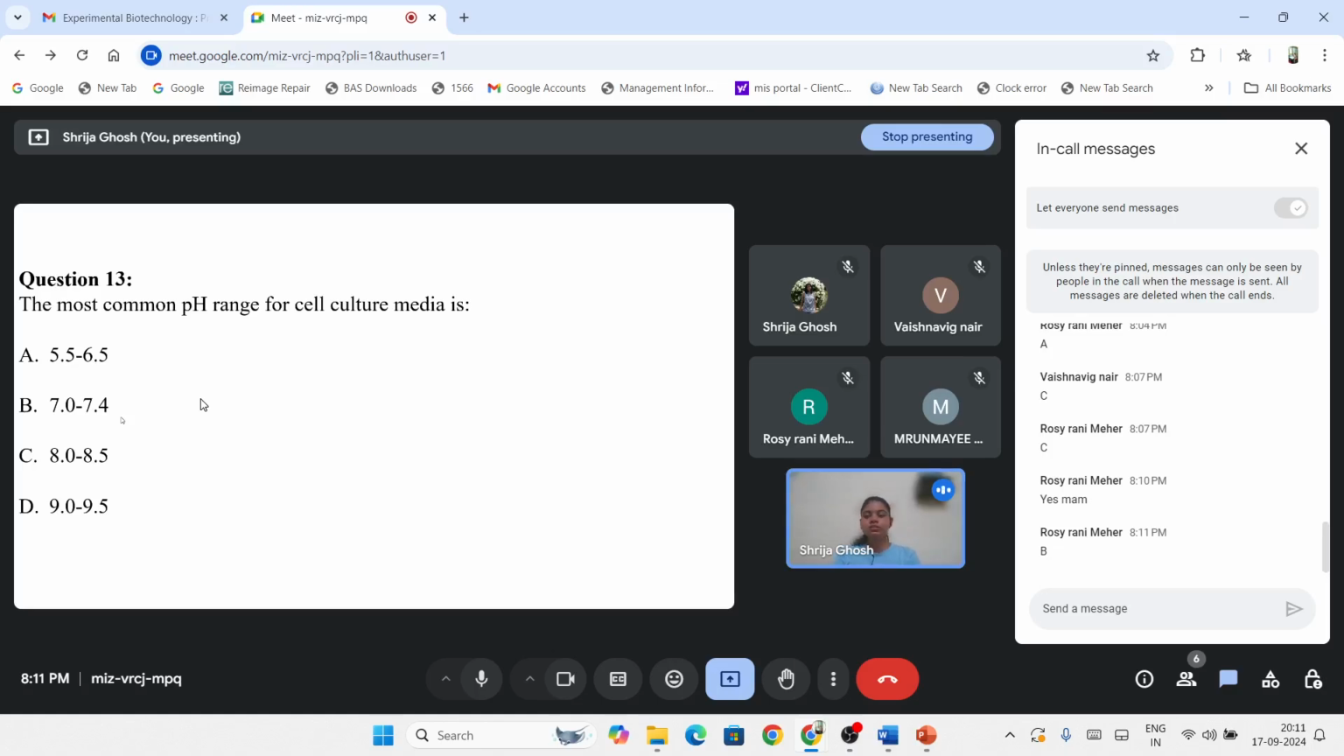Okay, Rosie has answered option B, 7.0 to 7.4. Anyone else wants to answer? Okay, we have one more answer from Mrinmay. Option B, 7.0 to 7.4. So yes, that is the correct answer.